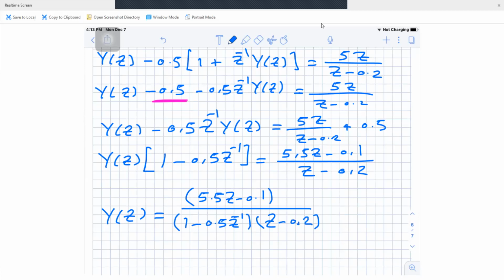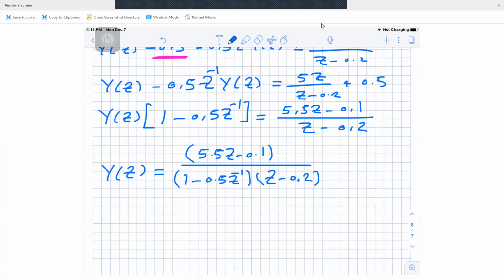Okay. Now, what will be the next step? Look at the equation here. The equation contains positive and negative exponents. I mean 5.5 z minus 0.1 in the numerator, and in the denominator we have 1 minus 0.5 z to minus 1, z minus 0.2. We don't have the ability to work with such a numerator and denominator. So I'm going to unify the exponents, I mean work with positive exponents. So how? Numerator and denominator will be multiplied by z. Okay, so multiply numerator and denominator only by z.